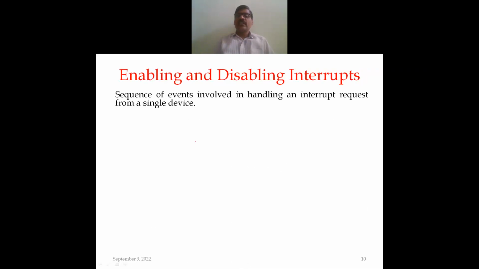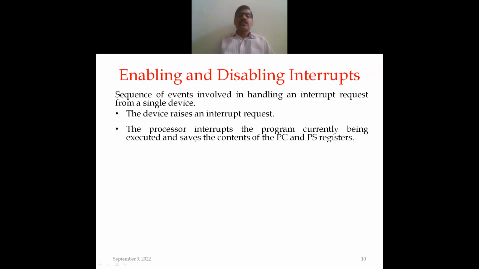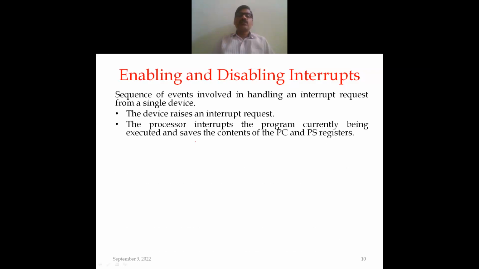Now the sequence of events involved in handling an interrupt request from a single device. The device raises an interrupt request, the processor interrupts the program currently being executed and saves the contents of the PC and PS registers. Interrupts are disabled by clearing the IE bit in the PS to 0.